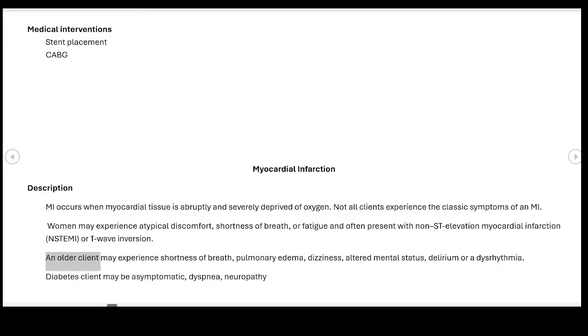Another one is when it comes to the older clients. They will be experiencing shortness of breath. The reason is that the heart is not able to pump and therefore they will not be getting enough oxygen. So they'll be experiencing shortness of breath, and then they'll be having pulmonary edema. There's congestion in the lungs. And since we have less oxygen moving to the brain, they'll be dizzy and have altered mental status as well.